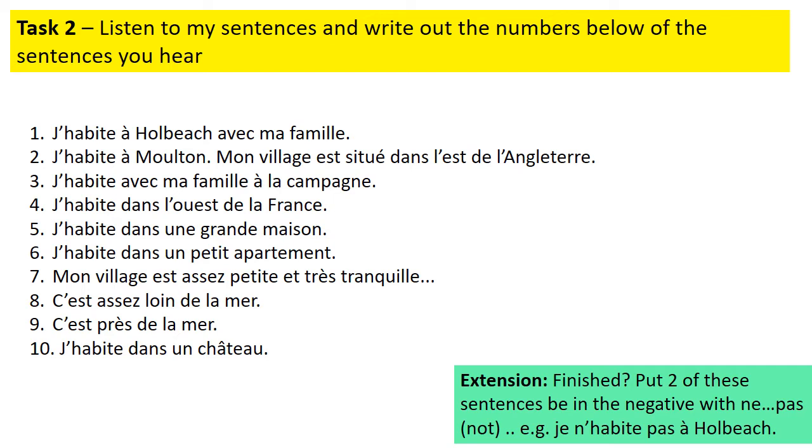The first sentence I'm going to read is J'habite à Holbeach avec ma famille. So I want you to note down the number of that sentence. Next one. J'habite à Malton. Mon village est situé dans l'est de l'Angleterre.